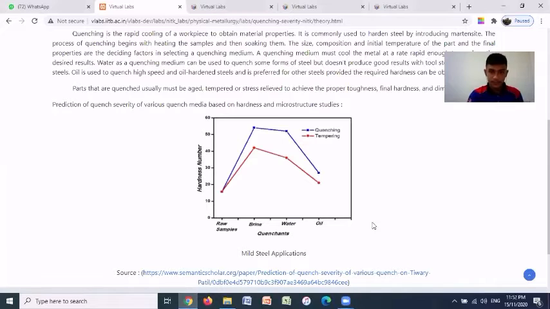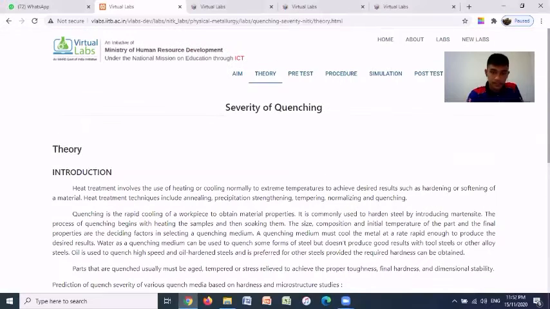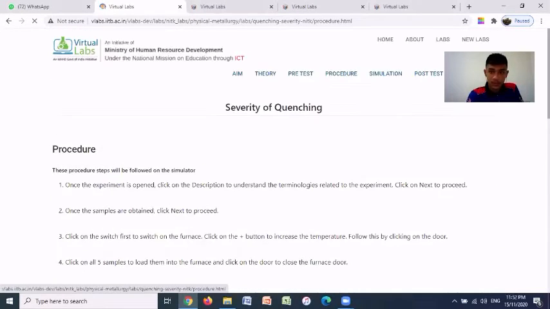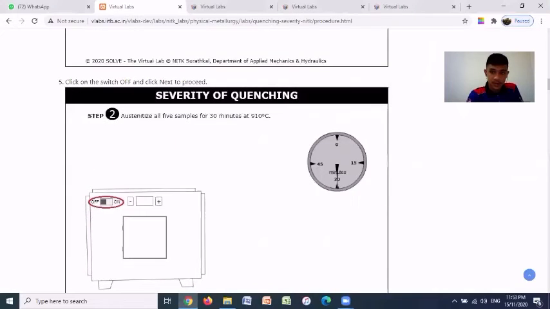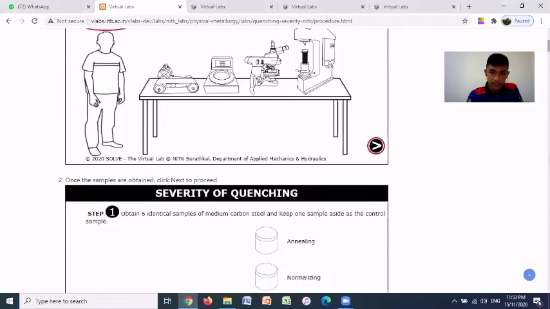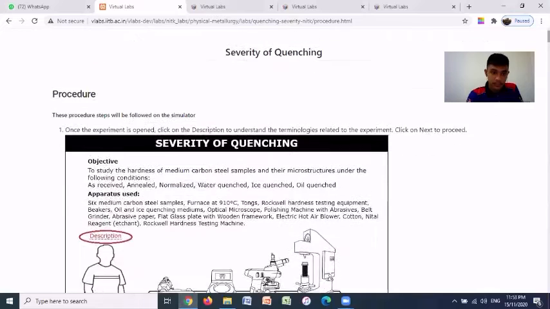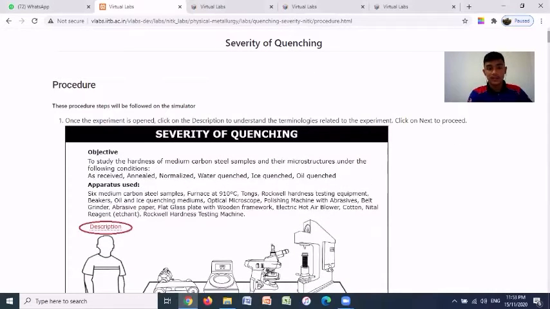Okay, so ini adalah untuk prosedur tadi. Right, so kita teruskan dengan prosedur. Okay, prosedur dia adalah stability of quenching.